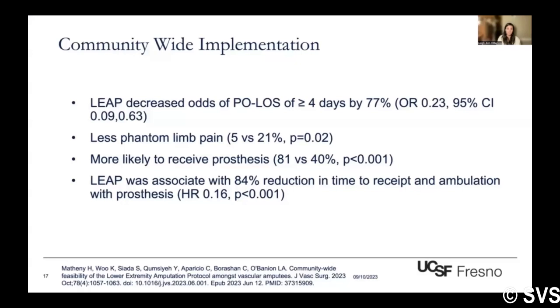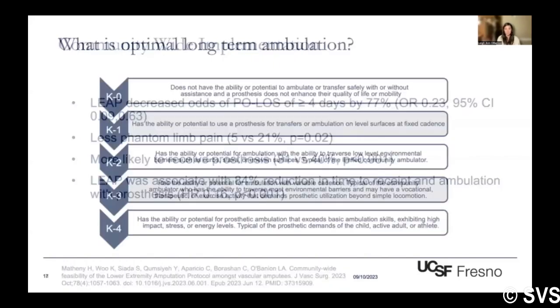And so the overall conclusions from this study were that LEAP decreased the odds of a post-op length of stay greater than 4 days by 77%. Patients had a statistically lower rate of phantom limb pain, and they were more likely to receive their prosthesis. And an ERAS-based pathway was associated with an 84% reduction in time to receipt and ambulation with a prosthesis.